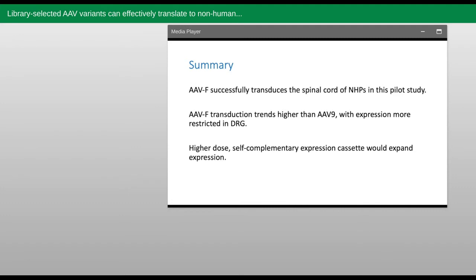Interestingly, looking at other papers in the literature, several have looked at self-complementary vector in the spinal cord using similar and higher doses to what we used with AVF, and they're getting similar levels of expression, despite the fact that we were using a single-stranded vector. So again, I think a self-comp vector approach could be interesting to explore.